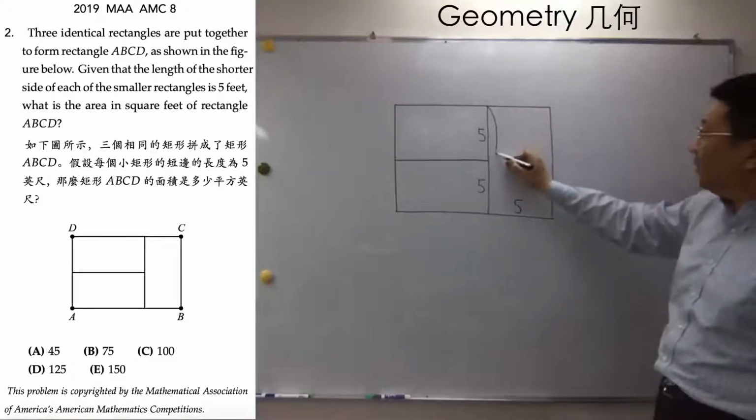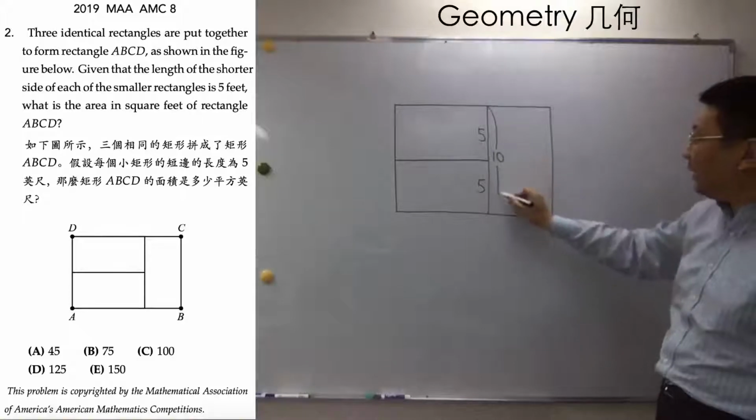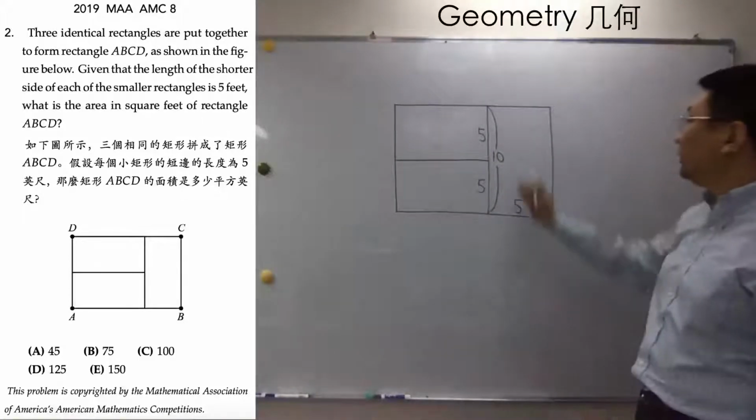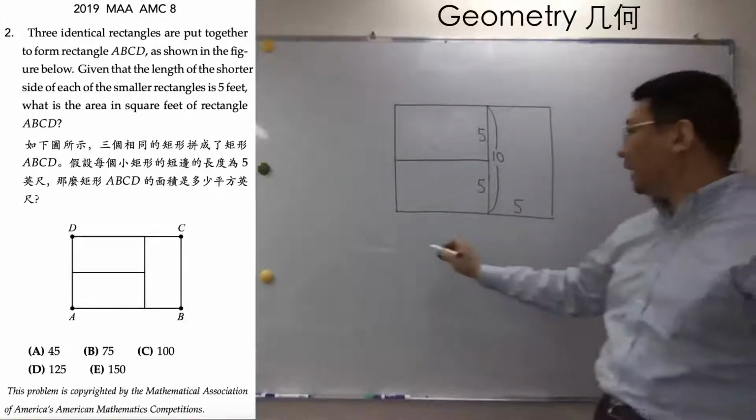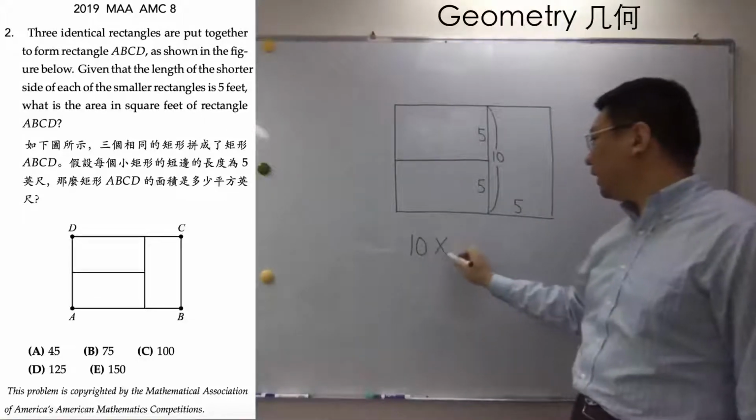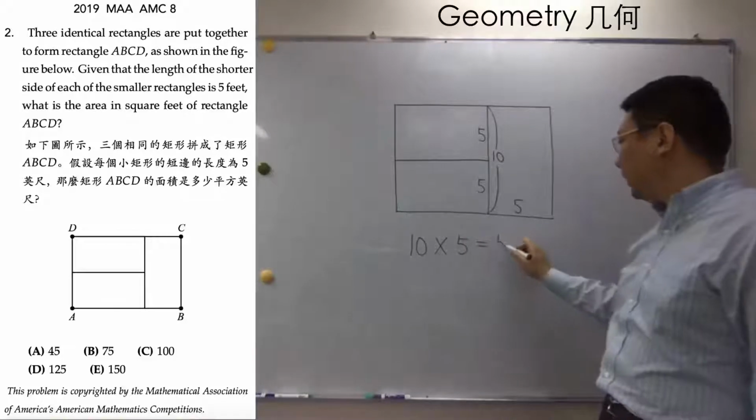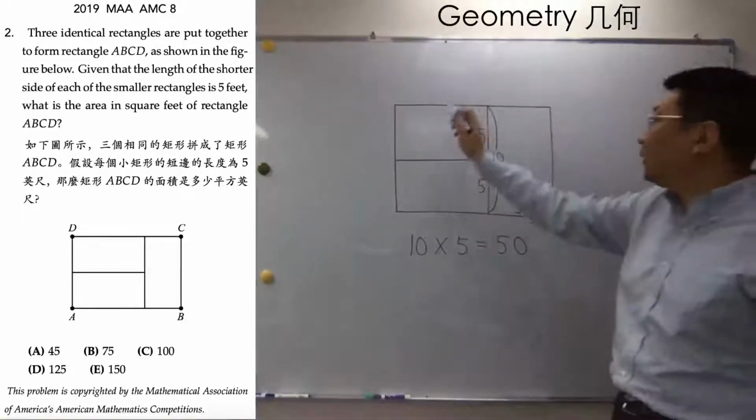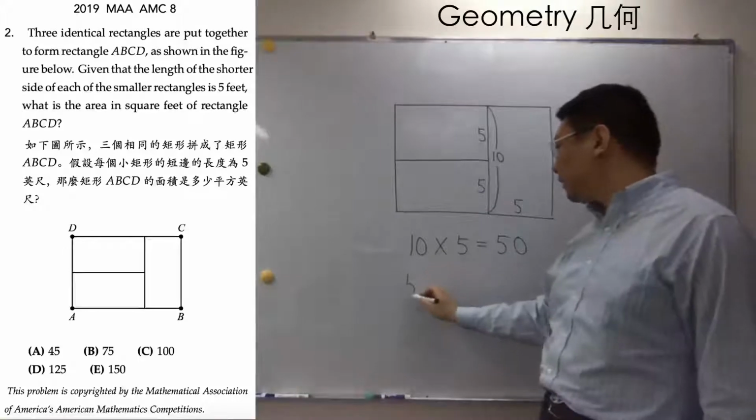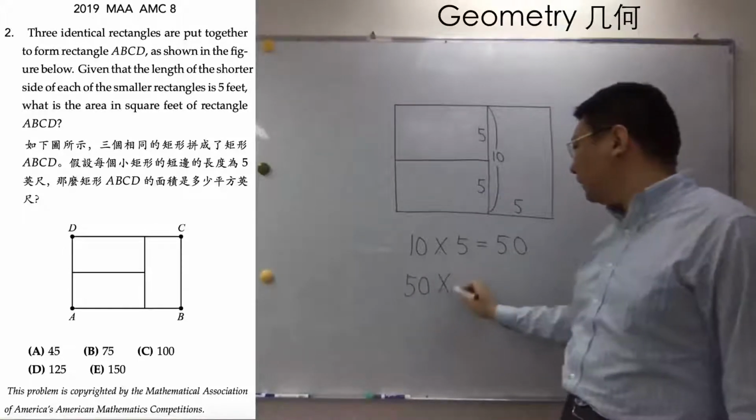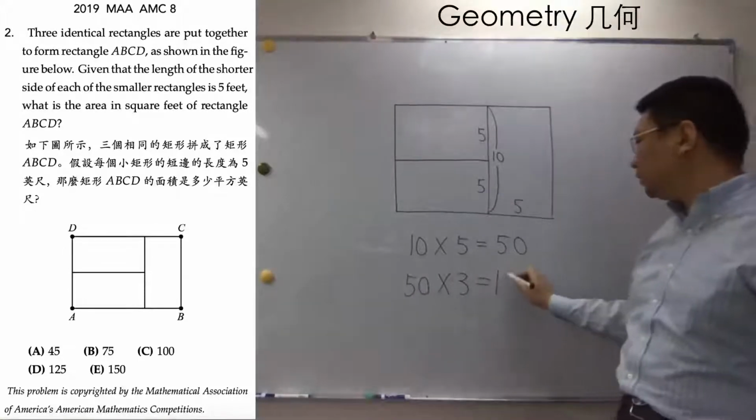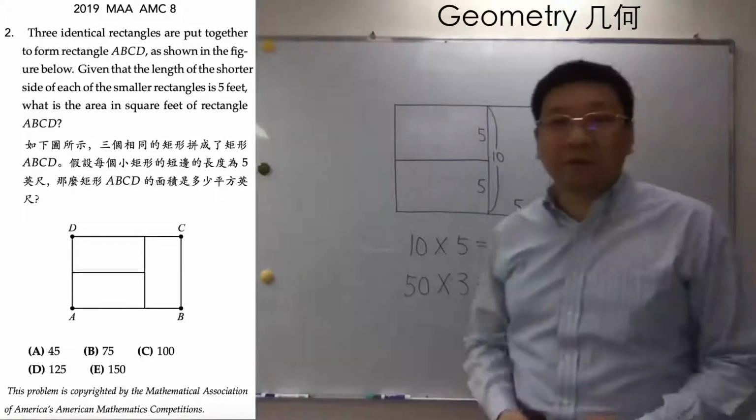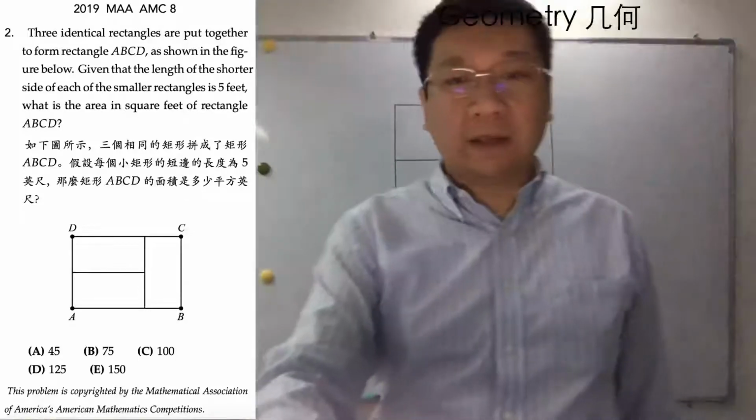So this 10 would be the length of the longer side of the rectangle. So for each smaller rectangle, the area would be 10 times 5, which is 50. And the question is asking what is the area of the big rectangle. Of course, it's just 50 times 3. And the answer should be 150. So we solve question 2 very quickly.